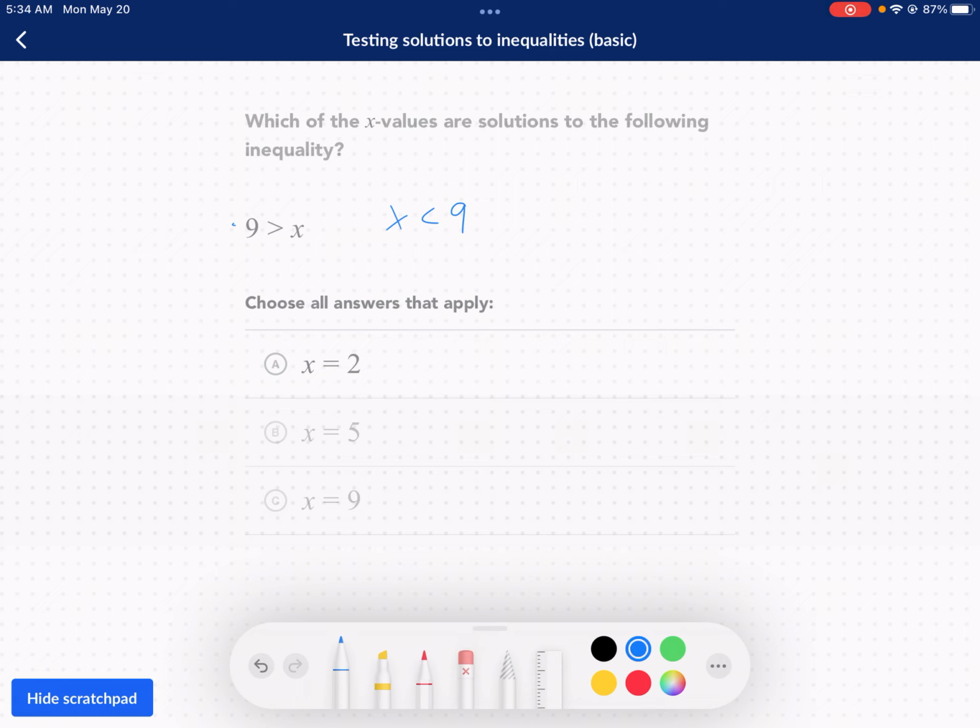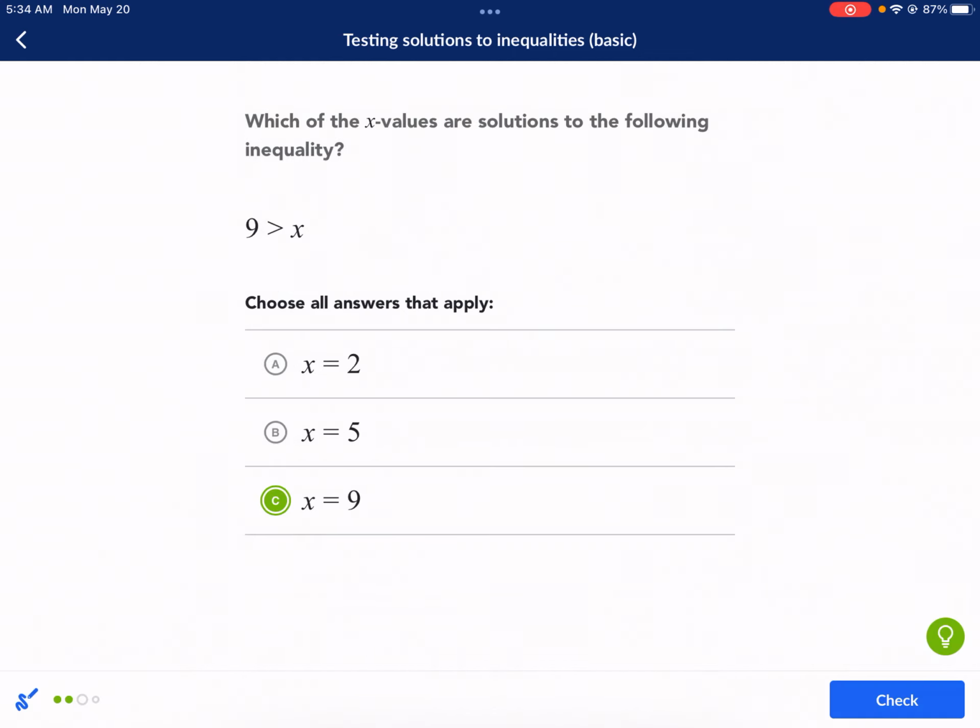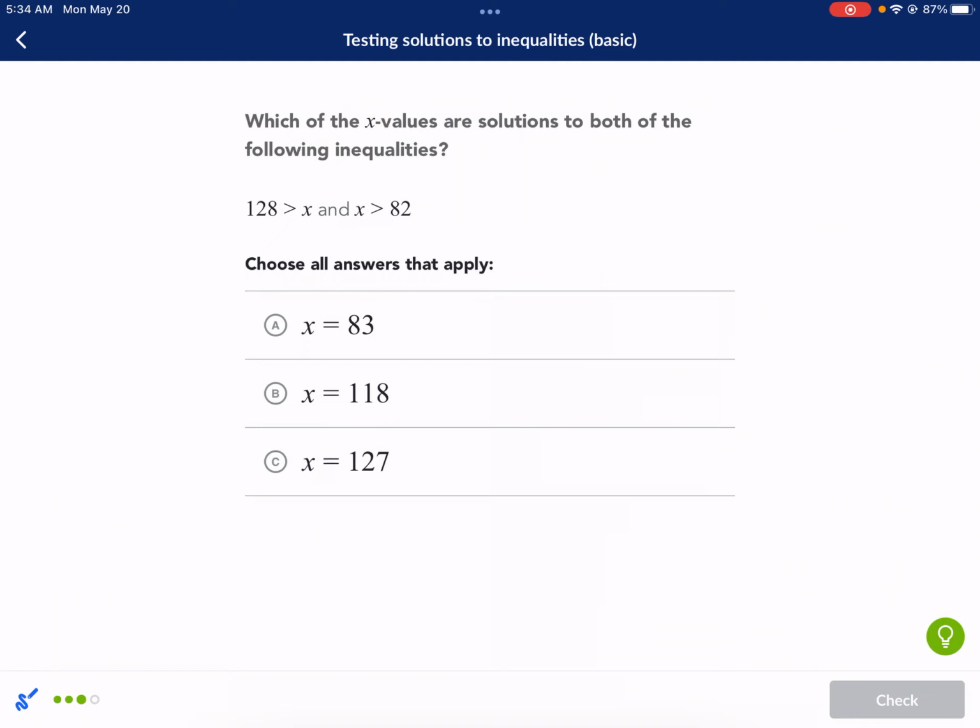So we're looking at the values that are less than 9. If you don't want to use a number line, you don't have to. You just have to select the numbers that are less than 9. Don't choose equal to. That one's not correct because it's not a less than or equal to. So those are the two values that are less than 9, and that's it.